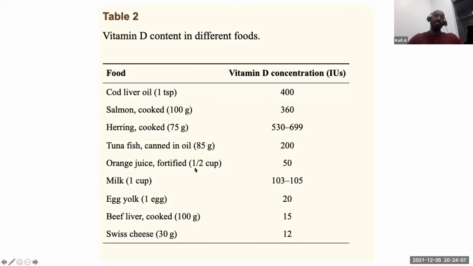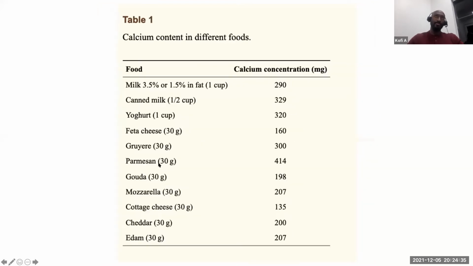Orange juice, even half a cup of orange juice is only 50. So you need a lot of cups of orange juice to get to 800. That's a lot. It's very hard to drink, and all this stuff has a lot of sugar as well. So that's a problem. Milk, again, only 100 units of vitamin D is in there. So you need 8 cups of milk to get to 800. That's a lot of milk. Egg yolk is okay. Swiss cheese, these things have small, low amounts. You have to eat a lot of them to be able to get to the numbers that are found to be healthy for your diet.